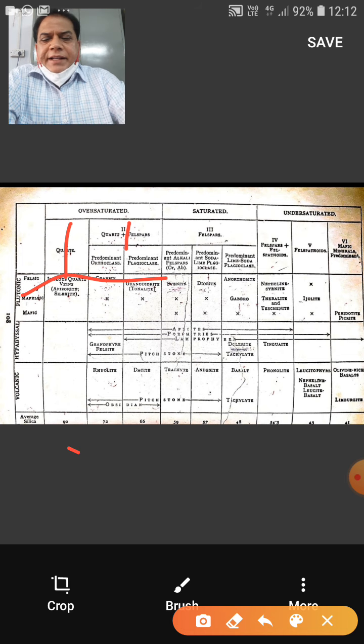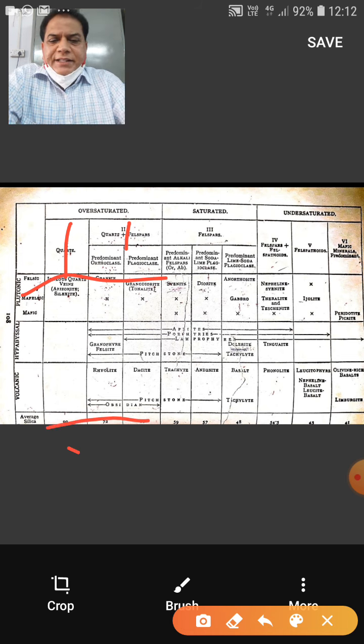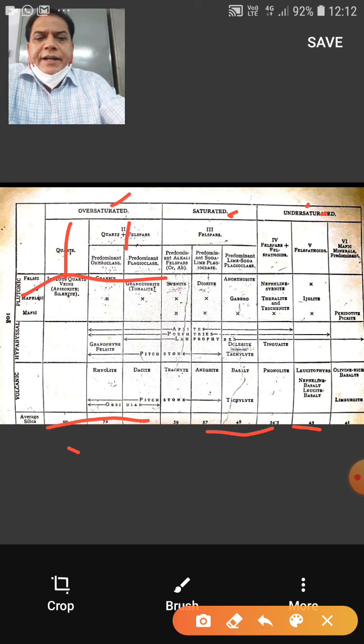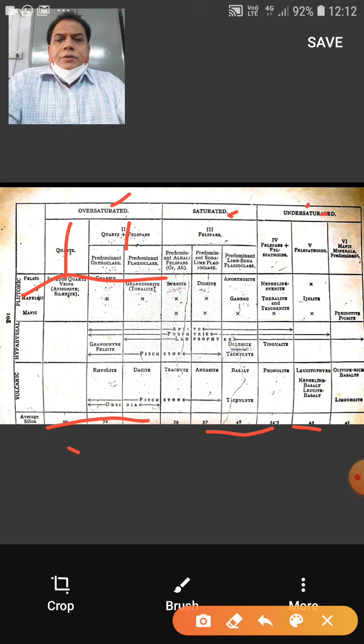At the base of the table he has also taken the silica percentage, right? And these vertical divisions have been further grouped into 3 categories: oversaturated, saturated, undersaturated, right? We all know that in igneous rocks, if there is an excess of silica, or you can say silica is more than 66%, the category of igneous rocks is silicic or acid igneous rocks, and naturally such rocks have quartz as an essential mineral. And once it has quartz, naturally the rock is in the oversaturated category.